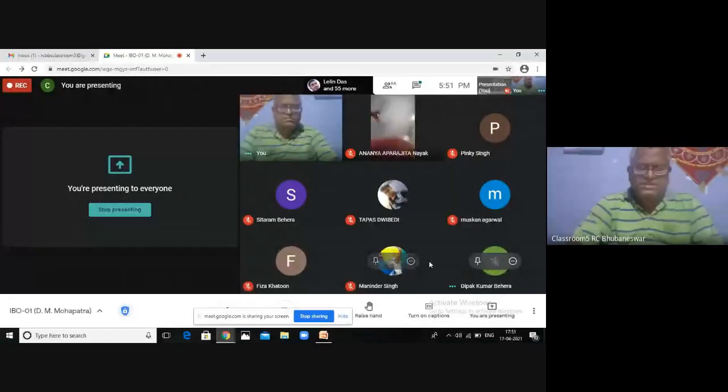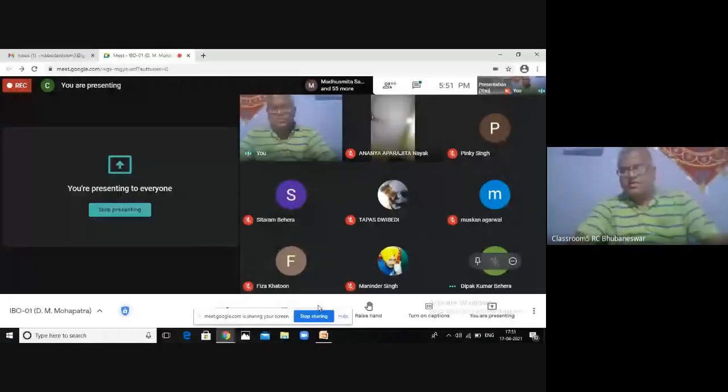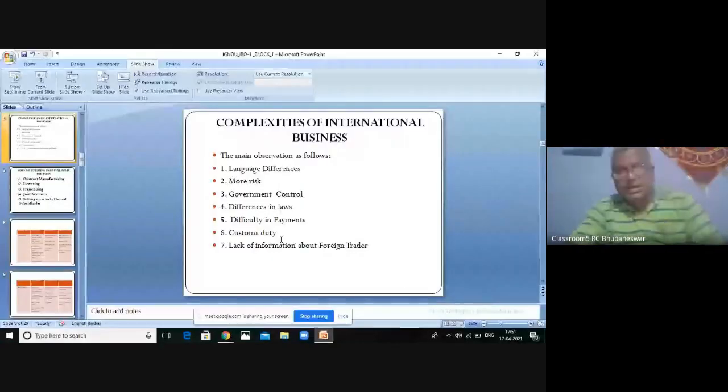My dear students, this is the way through which different types of complexities are there. One is language difference, more risk, government control, differences in laws, difficulty in payments, and custom duty. And also there is a lack of information about the foreign trader.